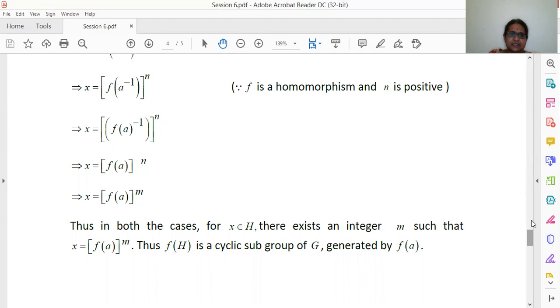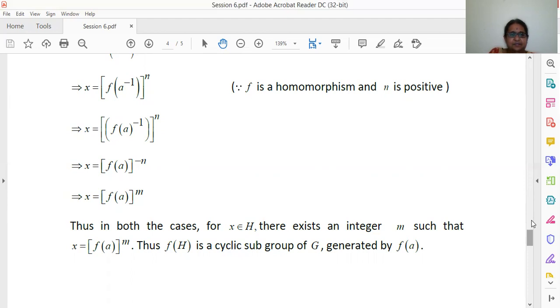And here, in the first case, we have made use of the property that an element multiplied by its inverse gives the identity element. That is, if a belongs to G, then a star a inverse is equal to e, which is equal to a inverse star a. From that we can say that a inverse is the inverse of a. That property we have used to show that the inverse of f of a is f of a inverse.